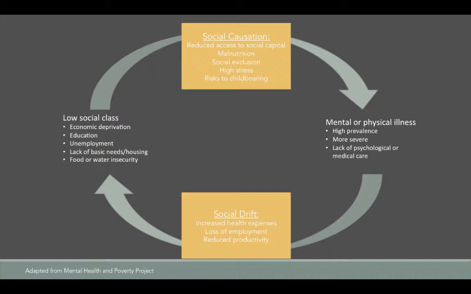Each of those things could lead to risk factors like reduced access to social capital, which was discussed in your textbook, could lead to malnutrition, could lead to social exclusion, meaning exclusion from social circles because of somebody's lower social class, could lead to higher levels of stress, and risks to childbearing. Each of those risk factors then feeds into mental or physical illness. High prevalence of illness among low social class, higher levels of severity among those in a low social class, and also a lack of psychological or medical care.